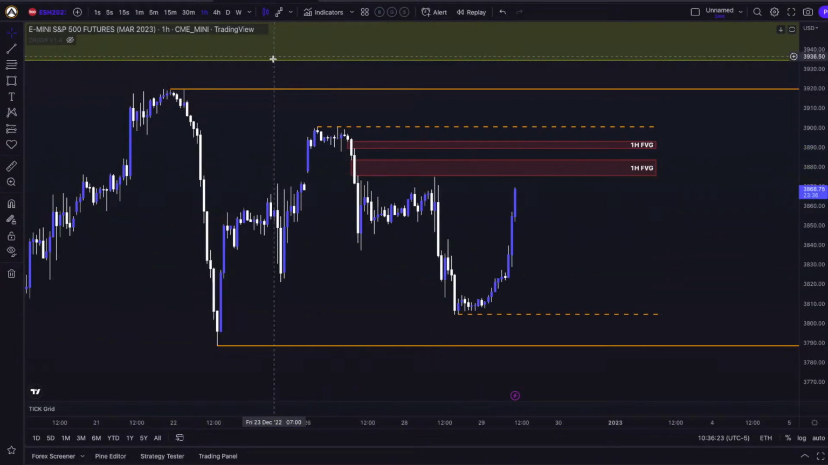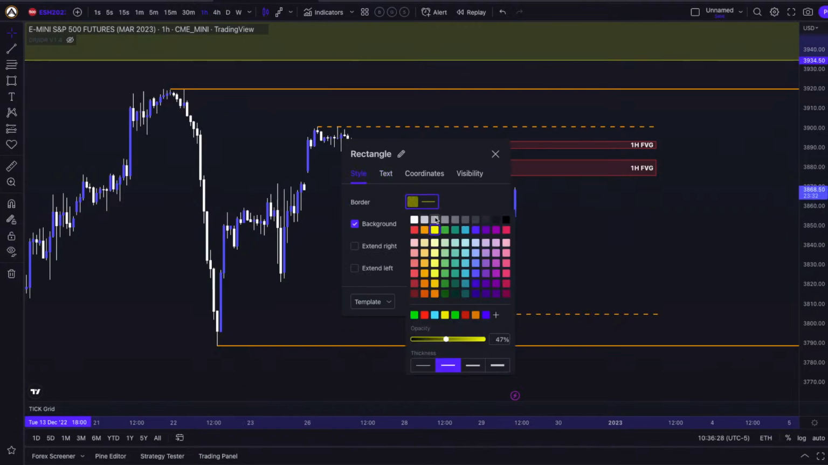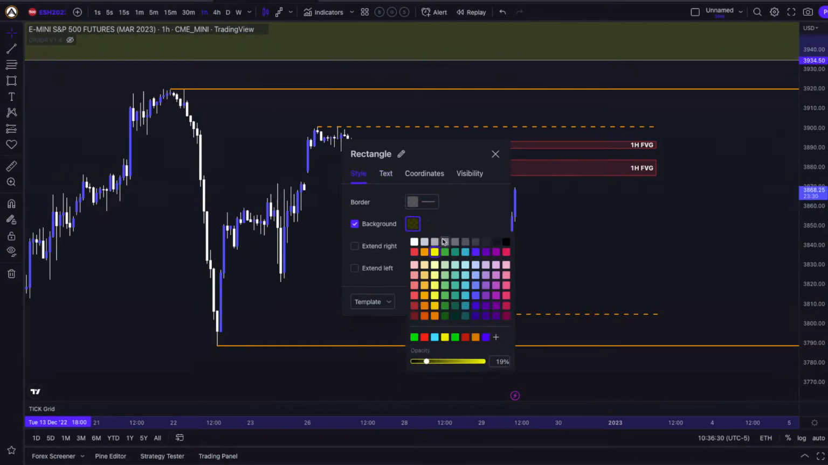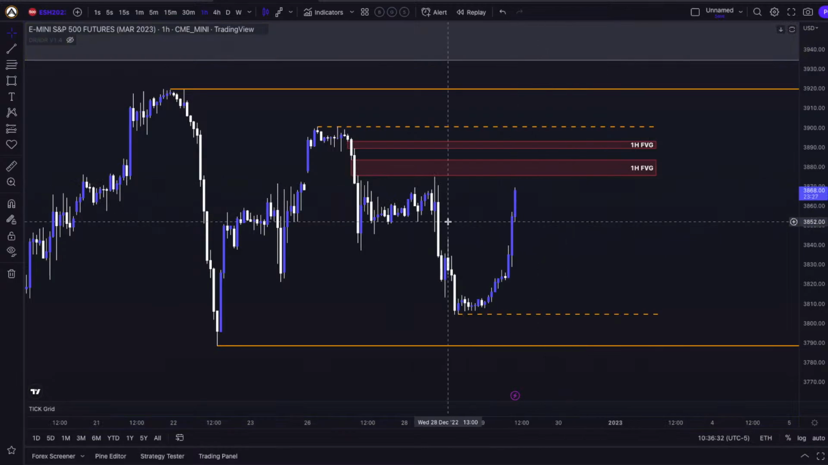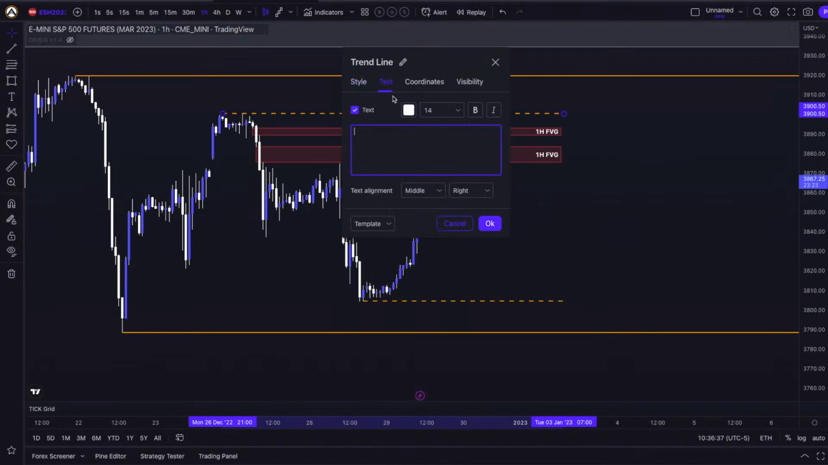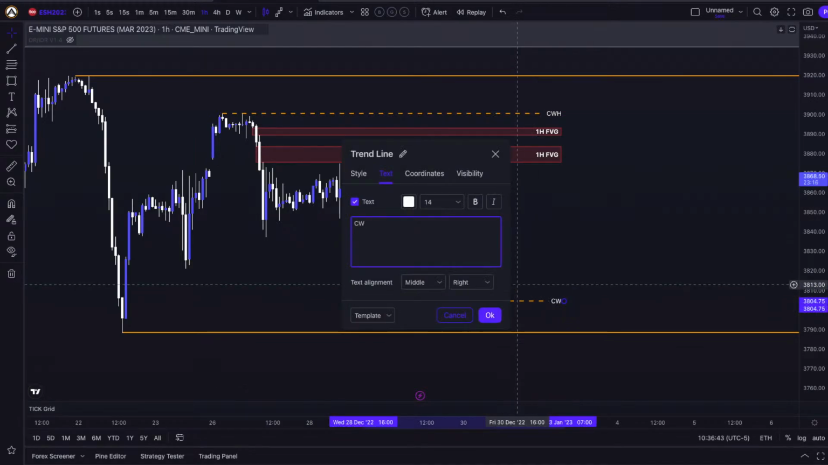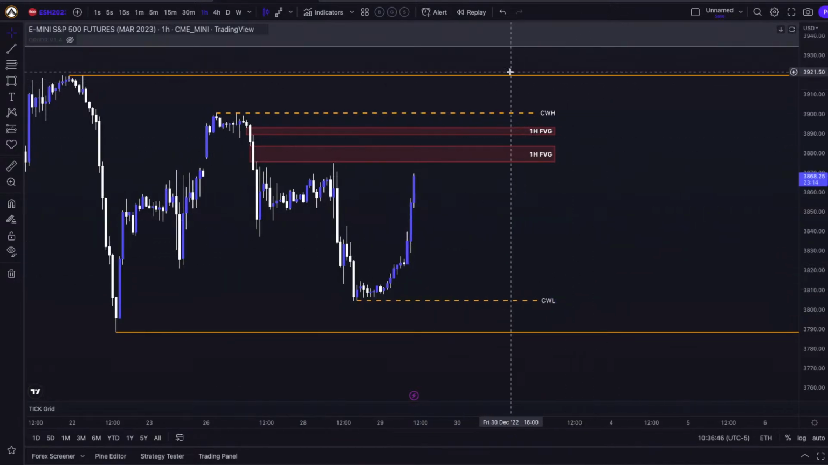All right, that's done. And this one right here would also be, let's make this one in gray because that's out of reach. Maybe we will see. So this is our current week's high, CWH, and this is our current week's low. This thick orange line is our previous week's high and previous week's low. So as of right now, on a weekly basis, we haven't extended our weekly range.